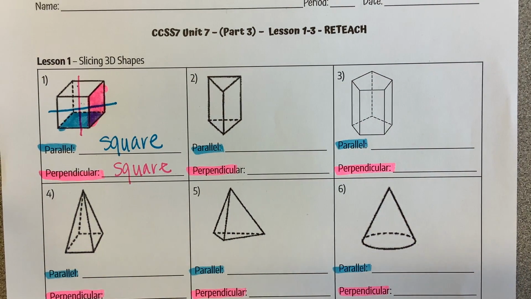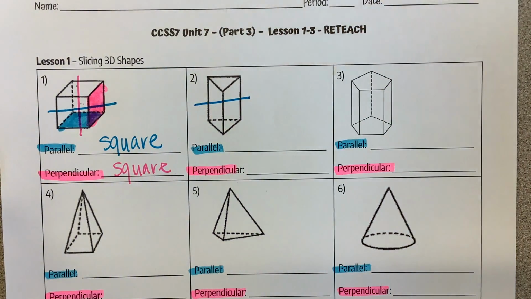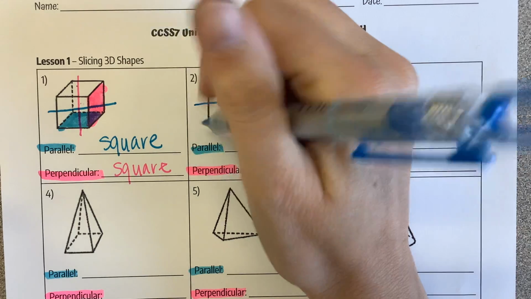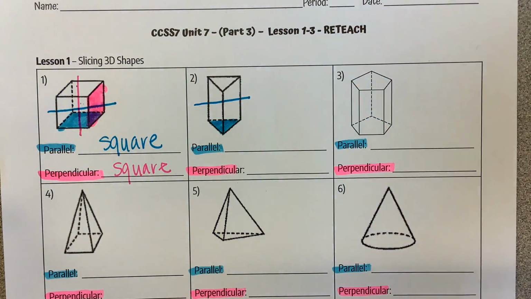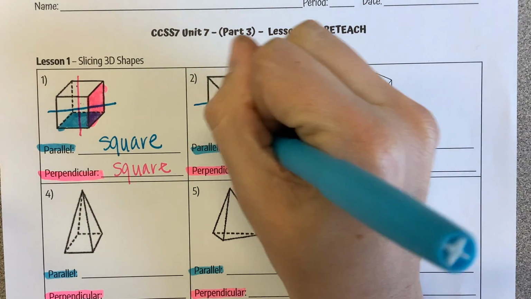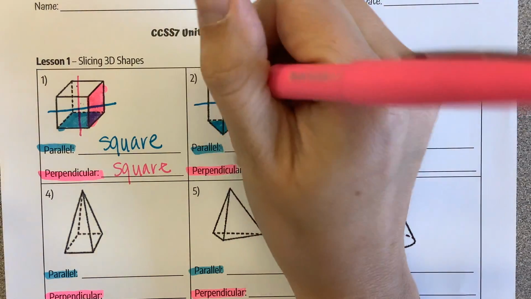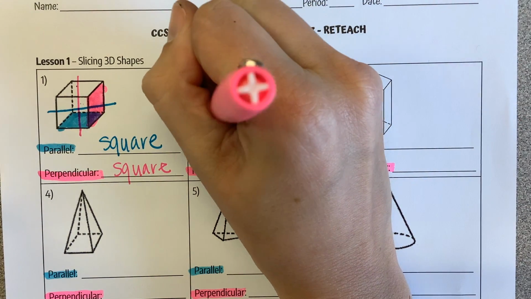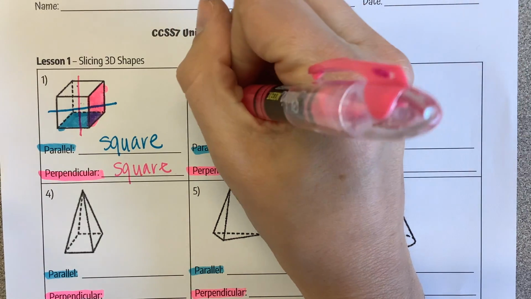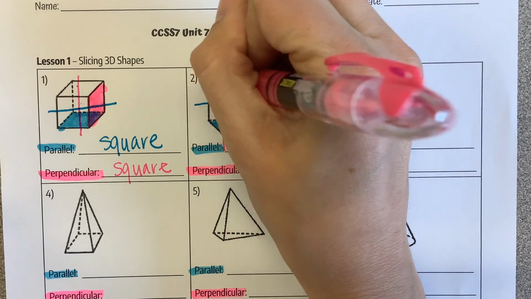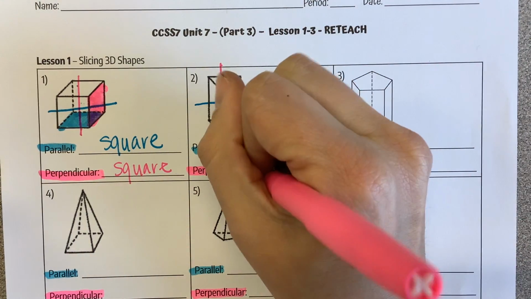Let's look at number 2. The parallel cut, I'm slicing this way. What is that shape on the bottom there? That is a triangle. Versus my perpendicular cut, what shape is on the side here? We have a rectangle.